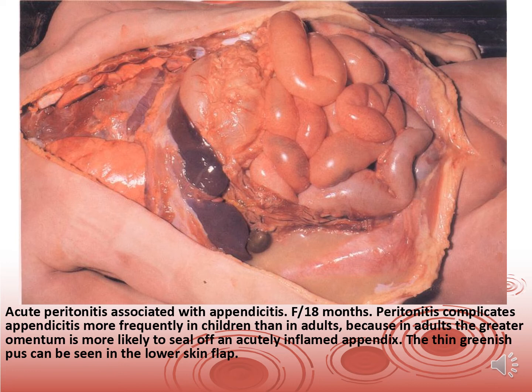Acute peritonitis associated with appendicitis. So this is a dissection of a female body, 18 months old. Peritonitis complicates appendicitis more frequently in children than in adults, because in adults the greater omentum is more likely to seal off an acutely inflamed appendix. The thin greenish pus can be seen in the lower skin flap.